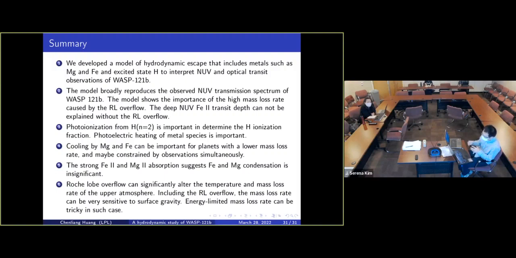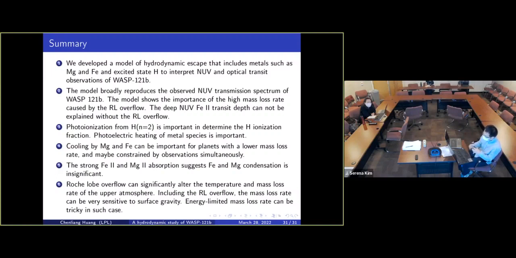The very deep ionized iron actually cannot be explained without the Roche lobe overflow. The photoionization from the excited state is important in determining the hydrogen ionization fraction, and the metal species photoelectric heating is also very important. Cooling of magnesium and iron is not important for our final model, but it can be important for a planet with a higher surface gravity, for example, the Cal9 system.